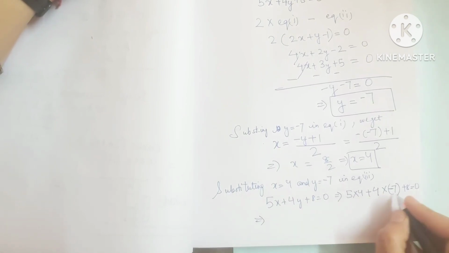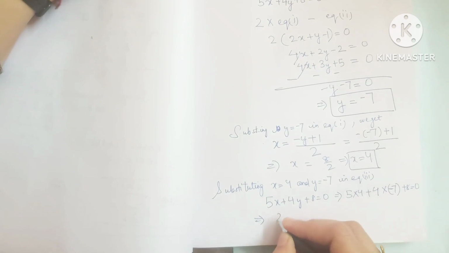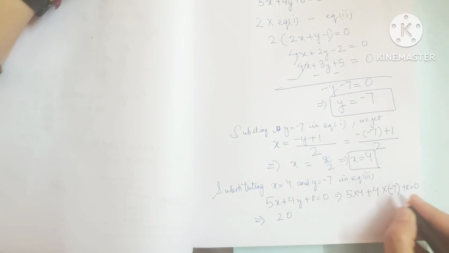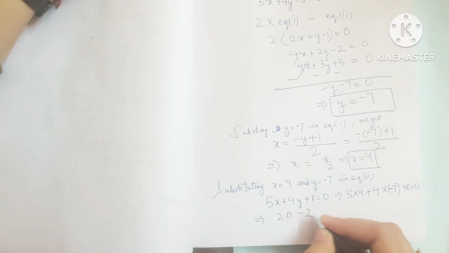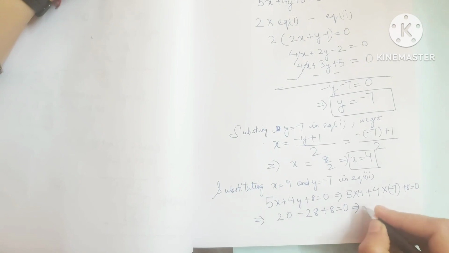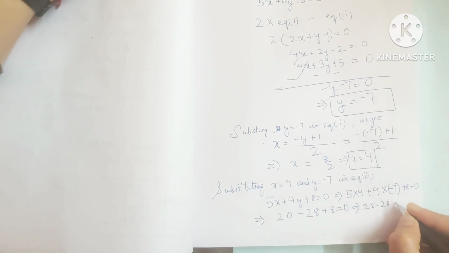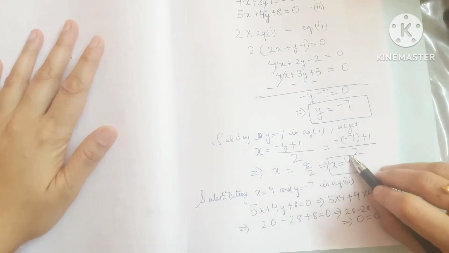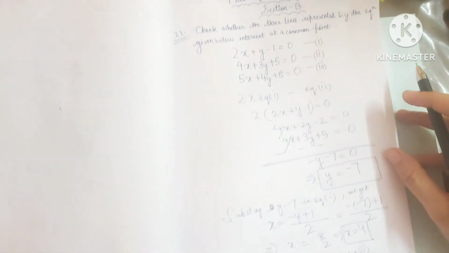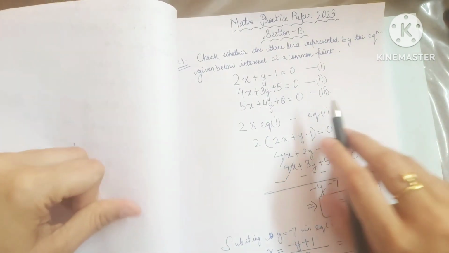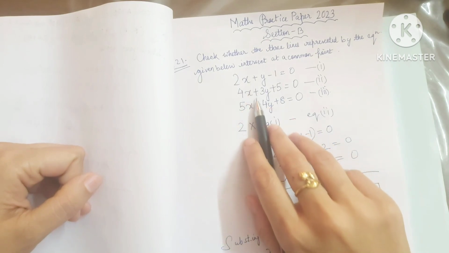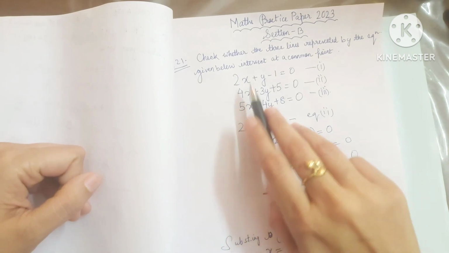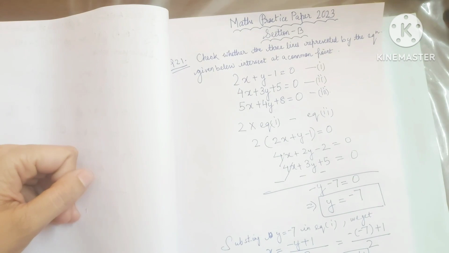So let's see, ये लेफ्ट हैंड साइड 0 हो जाता है कि नहीं. 5 4 are 20. ये हो गया 4 into minus 7 is minus 28. So minus 28 plus 8 equal to 0. ये कितना हुआ 20 plus 8 is 28 minus 28 equal to 0. So this means that 0 equal to 0, means x equal to 4 and y equal to minus 7 is the point where these three lines intersect. So we got the answer for question number 21.